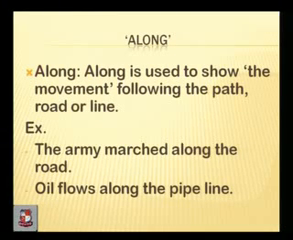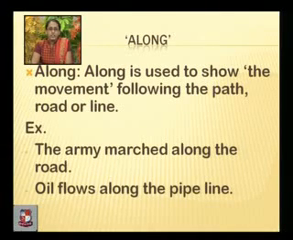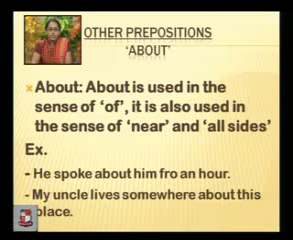Along is used to show the movement following the path, road or line. For instance, the army marched along the road. Oil flows along the pipeline, which shows following the path, road or line. We can understand it through the examples.